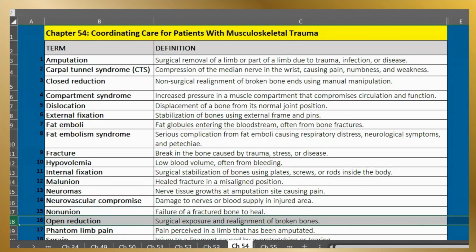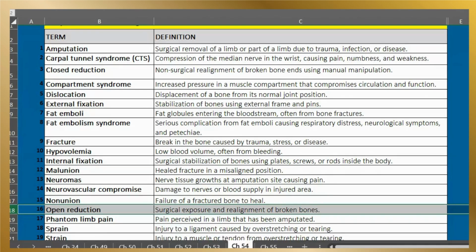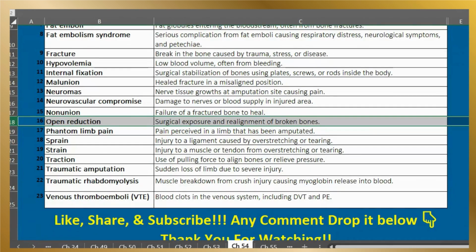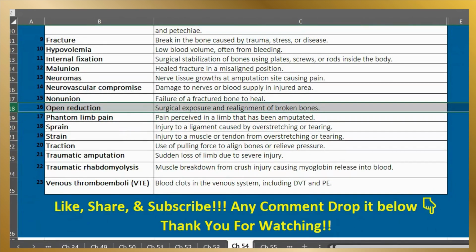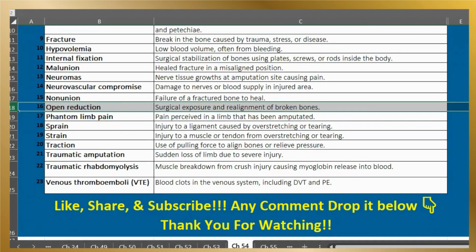And I need to scroll a little bit down. And phantom limb pain: pain perceived in a limb that has been amputated.